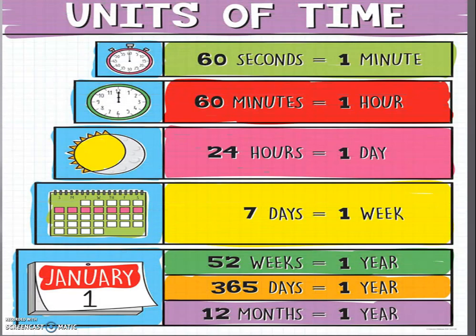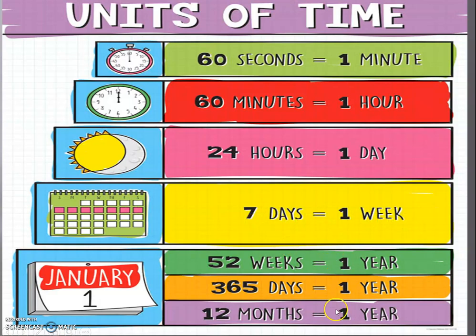Let me remind you of the units of time. 60 seconds together make 1 minute, 60 minutes together make 1 hour, and 24 hours make 1 day. So 1 day, 24 hours; 1 hour, 60 minutes; 1 minute, 60 seconds. Let's go on: 7 days together can make up what? 1 week. So 7 days, 1 week, or 1 week equals 7 days.